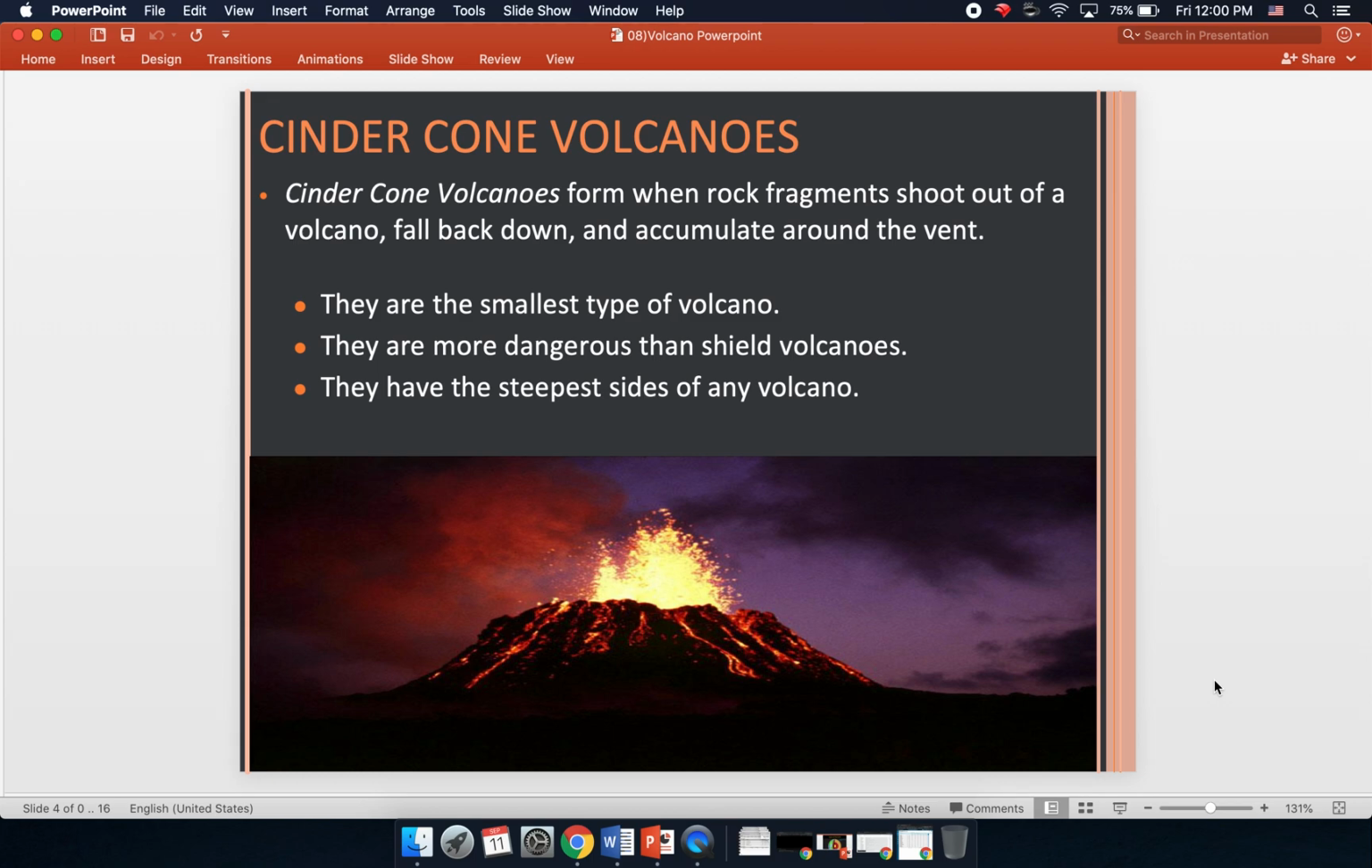Now, these are the smallest type of volcano, but they're actually more dangerous than the shield volcanoes, despite the fact that shield volcanoes can be much larger. Cinder cone volcanoes have the steepest sides of any volcano, hence the name, as they can be quite cone-shaped. So they have steep sides, which lava can flow down rather quickly. But unlike shield volcanoes, cinder cone volcanoes can be explosive.